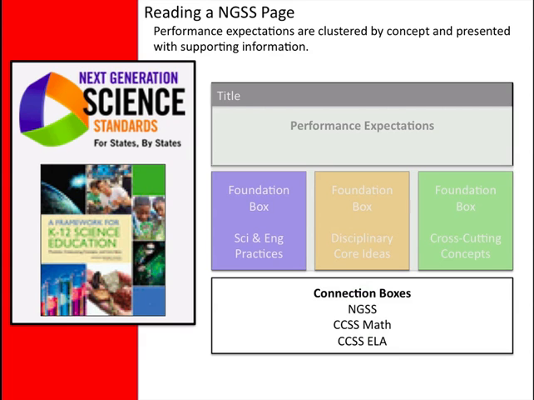And then finally, at the bottom, what you'll see on each standards page is a series of connection boxes. So these connection boxes help you as you think about planning instruction to look at how the performance expectations on this page are related to other performance expectations within NGSS, but then also how the performance expectations might be related to grade level or grade band appropriate skills in standards in the Common Core State Standards for math and the Common Core State Standards for English Language Arts. So it's a great tool to help us as we plan instruction to see how it connects to other areas.